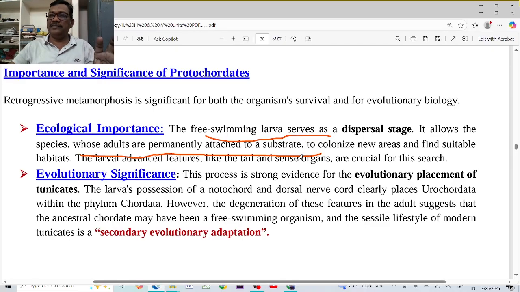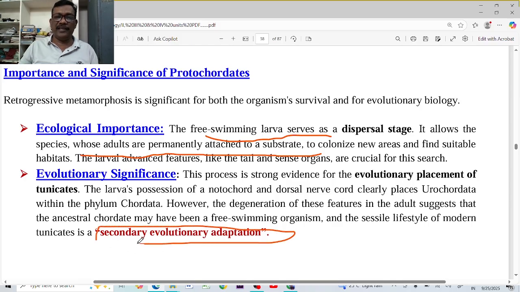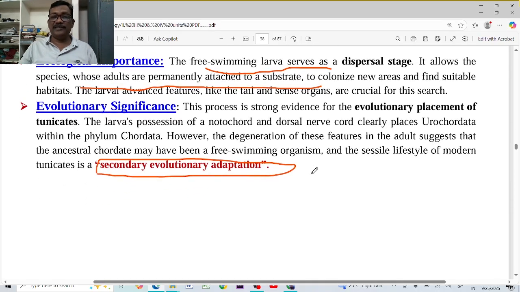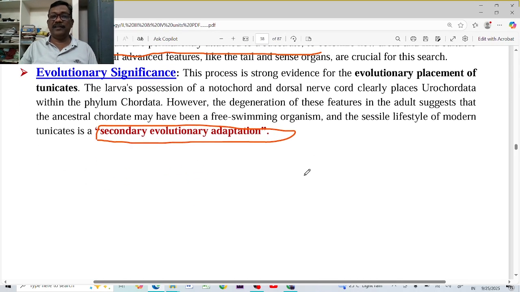The adult organisms settled in the different ecosystems can show different characters, either morphological characters or other anatomical characters. Evolutionary significance: the free swimming larva shows all the developed characters. That is positive, showing the primary evolutionary adaptation or evolutionary development. But the adult organism shows rudimentary, declined characters. Scientists state that this might be the secondary evolutionary adaptation.